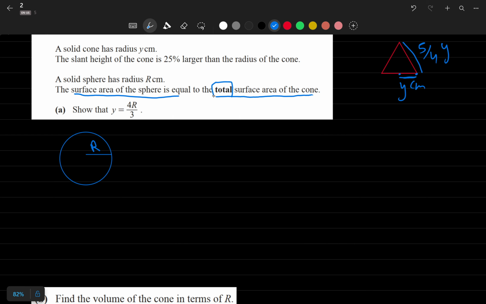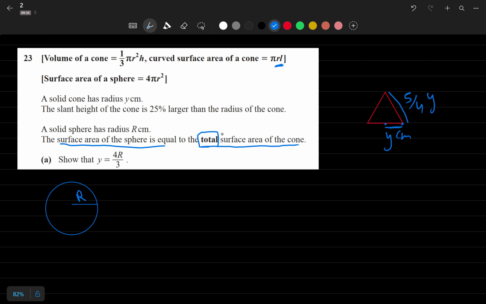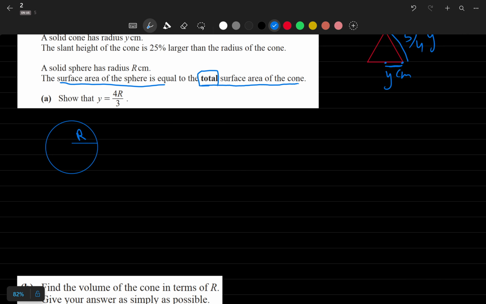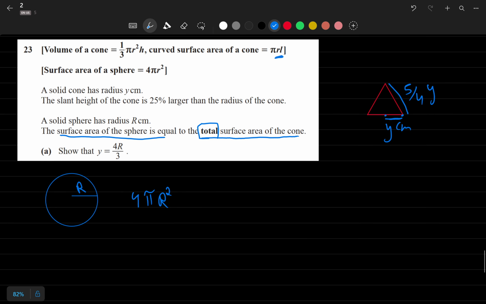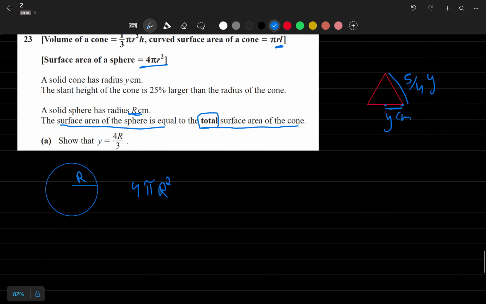Now why is this total highlighted? Because when calculating the surface area of a cone, you have to calculate the curved surface area of this cone plus the area of this circular base, which is pi r square. When you add these both quantities, then it is the total surface area of cone. So surface area of the sphere will be equal to 4 pi r square, given by this formula. R is this capital R, so 4 pi r square.